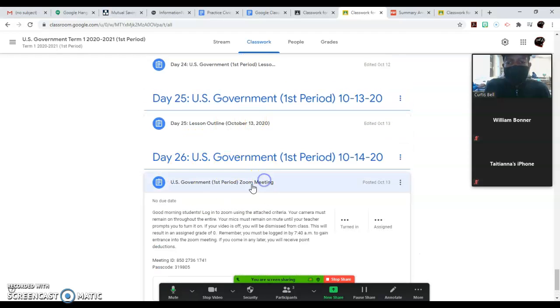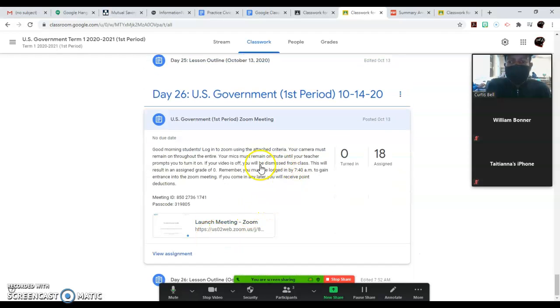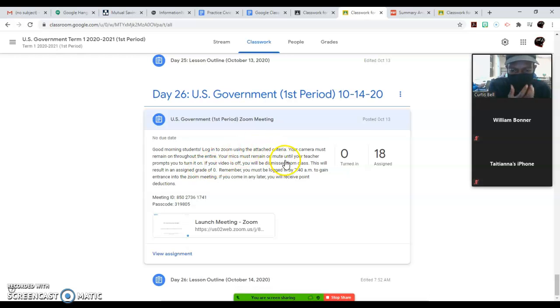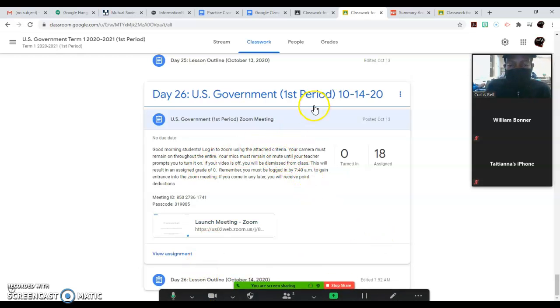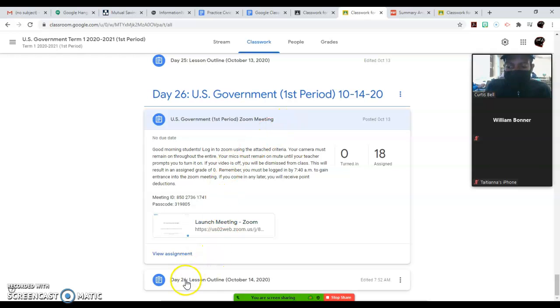My first block somewhat has a Zoom meeting. If they're in on time, they have it. If not, they'll just look at the video and still be able to get that point assigned. That's my first block only.